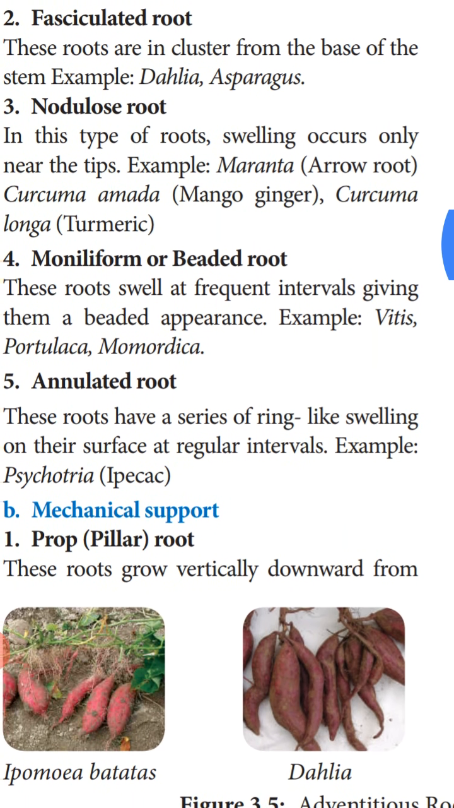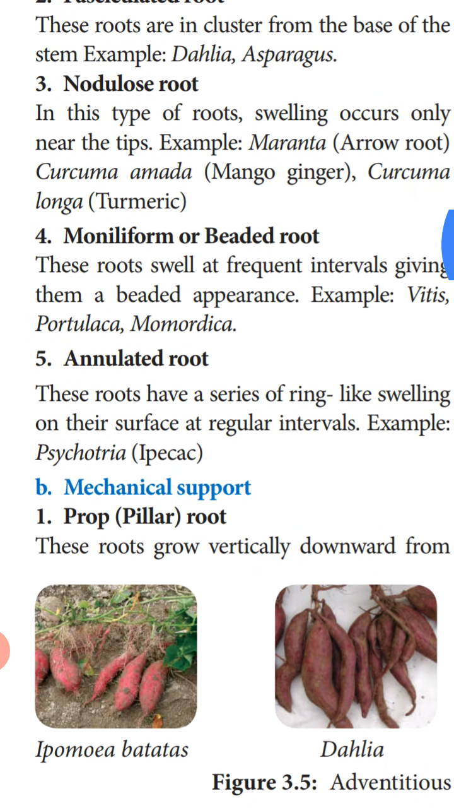Next is the fasciculated root. These roots are in a cluster from the base of the stem. Example: Dahlia. Here you can see there are numerous roots. These adventitious roots are swollen because of the storage of food, and these swollen roots are present in clusters. Then it is called the fasciculated root.